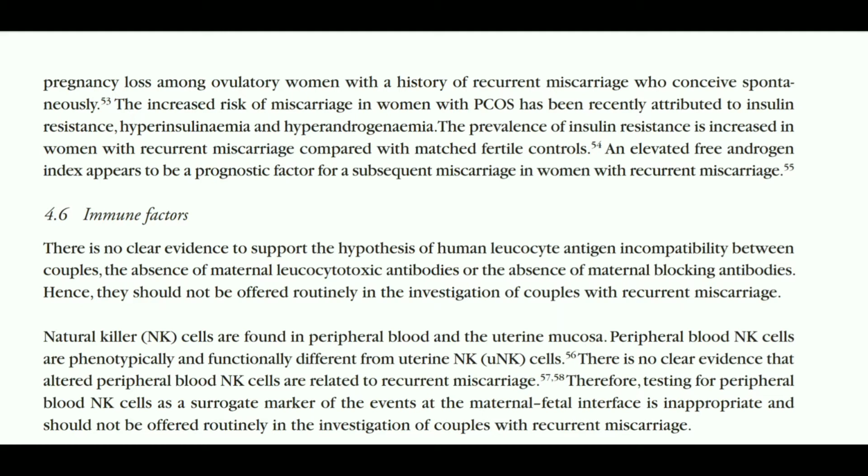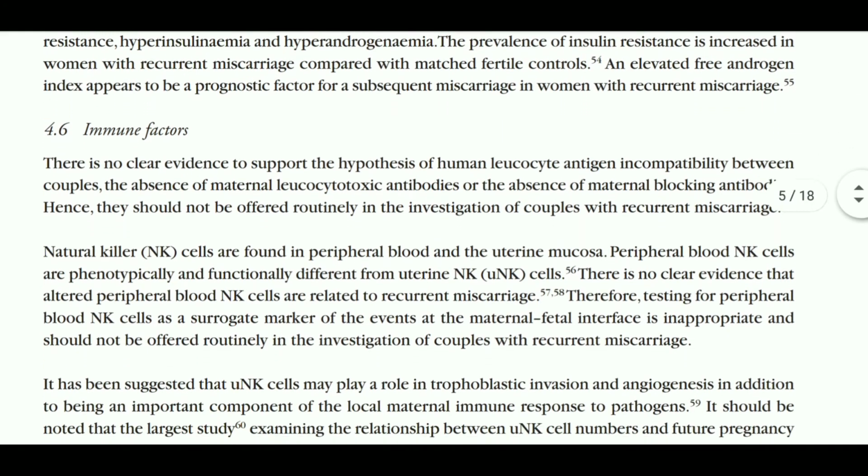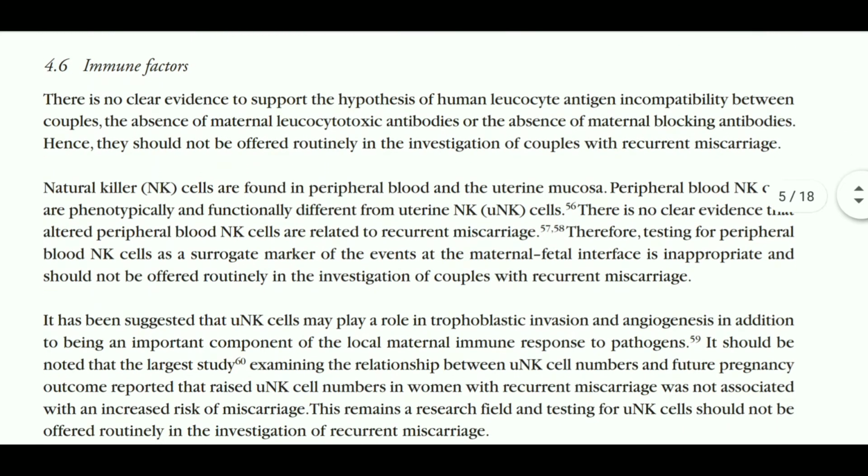The increased risk of miscarriage in women with PCOS has been attributed to, first of all, insulin resistance. Secondly, hyperinsulinemia, insulin is more in them. And hyperandrogenemia. The prevalence of insulin resistance is increased in women with recurrent miscarriage compared with matched fertile controls. An elevated free androgen index appears to be a prognostic factor for subsequent miscarriage in a woman with recurrent miscarriages.